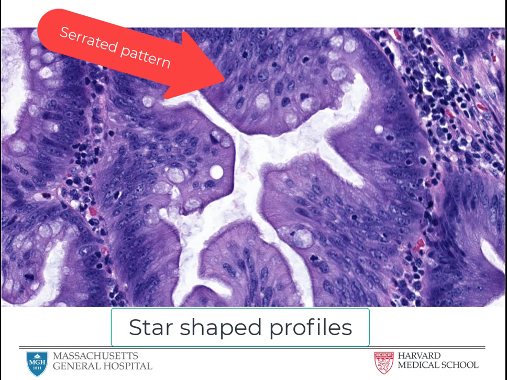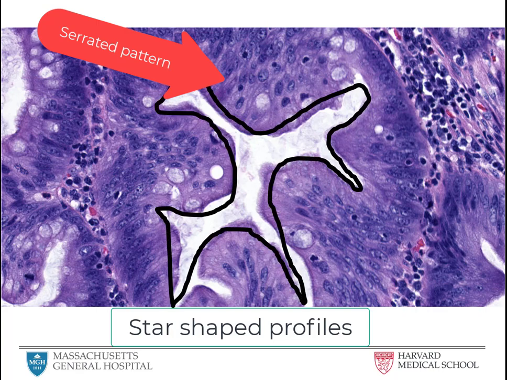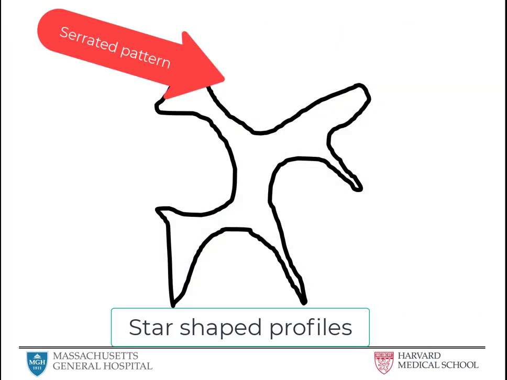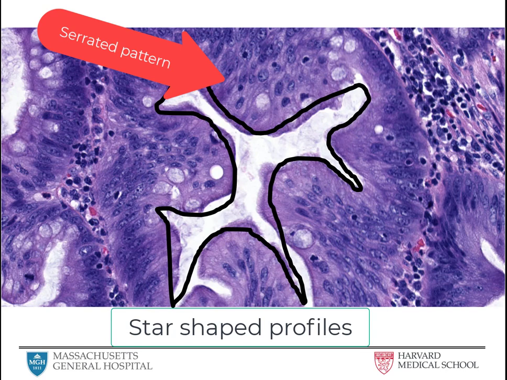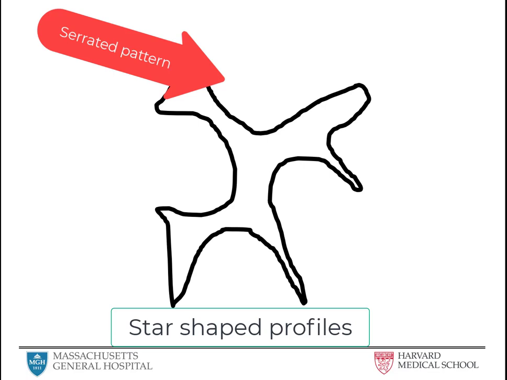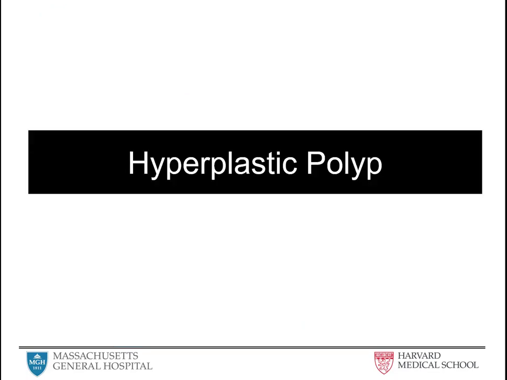If you cut them across, you typically see the star-shaped profile. So here's the star-shaped profile. That's what you're looking at. Here you go. That's the star-shaped profile. There's the star. And that becomes a lot more obvious when I draw out these outlines.